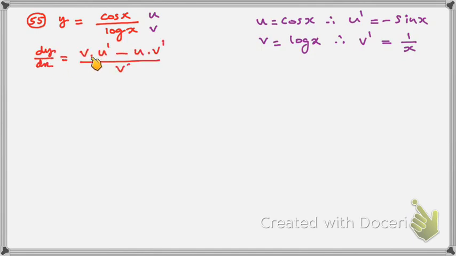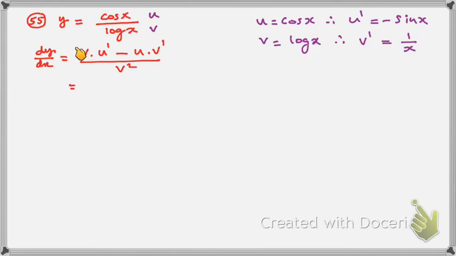Dy by dx is, that's a quotient rule, you have learned it last year. So I write the formula straight away. V into u dash minus u into v dash by v square. Denominator into derivative of the numerator minus numerator into derivative of the denominator by denominator square.